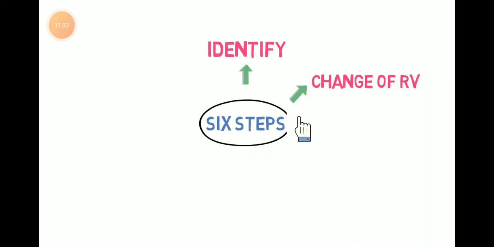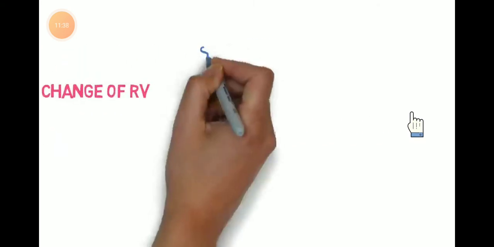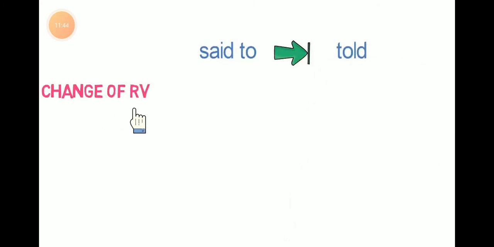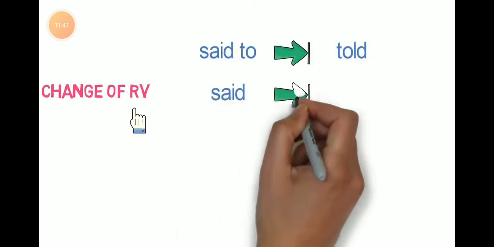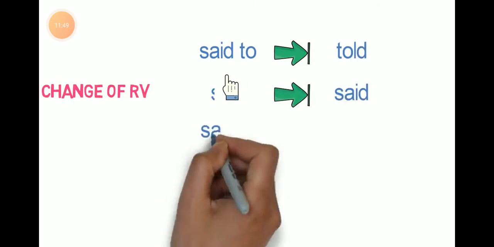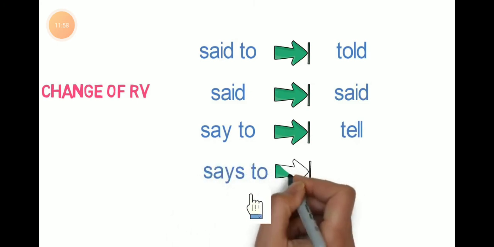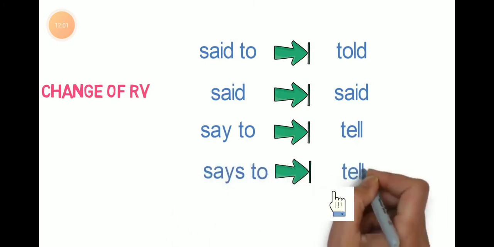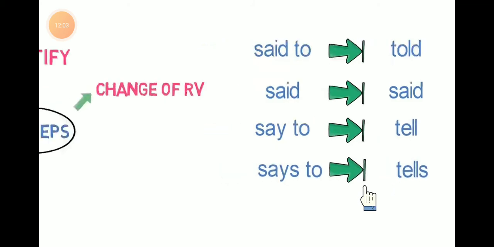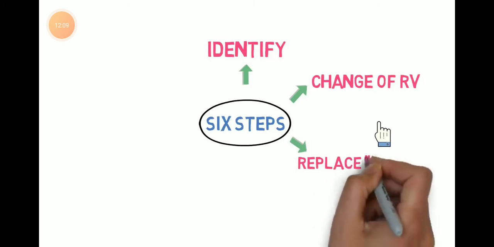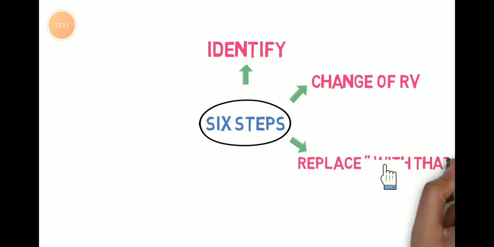Then the second thing we have to see, we should change the reporting verb. So how to change the reported verb or reporting verb? See, change of RV. So RV we can say the reporting verb. See, said to is a reporting verb, can be written as told. Said is written as said. Say to is written as tell, and says to is written as tells, okay. So this is called change of reporting verb, in the given statements, what we have seen in the previous slide.